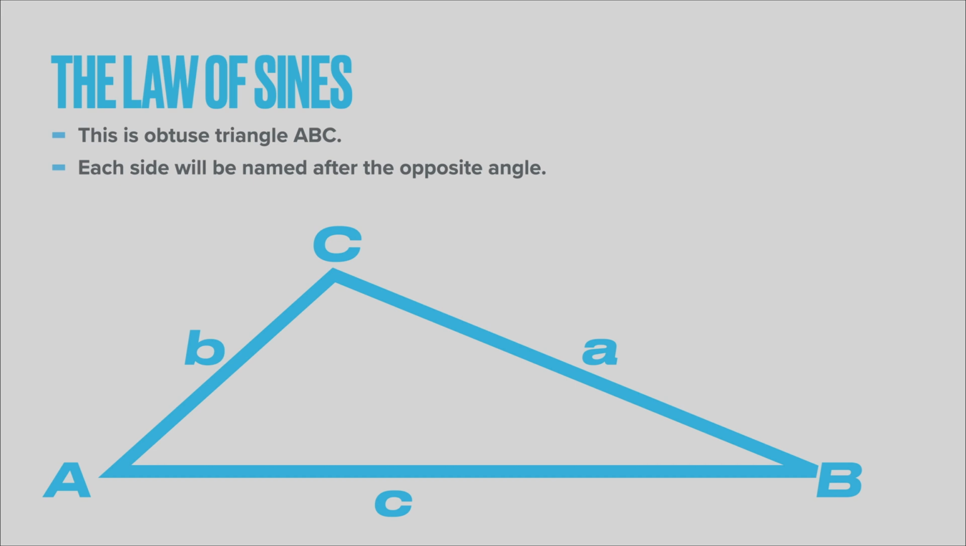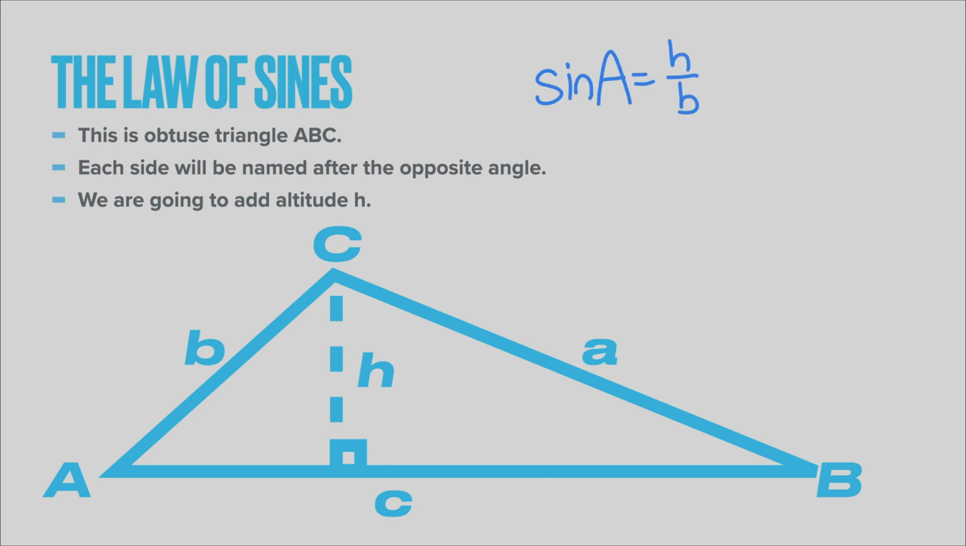So now we're going to add an altitude, and the easiest and most obvious altitude to do is H. So there we go. Now, if I wanted to find the sine of A, the sine of A would be equal to H over B, opposite over hypotenuse. And the sine of B would be H over A.